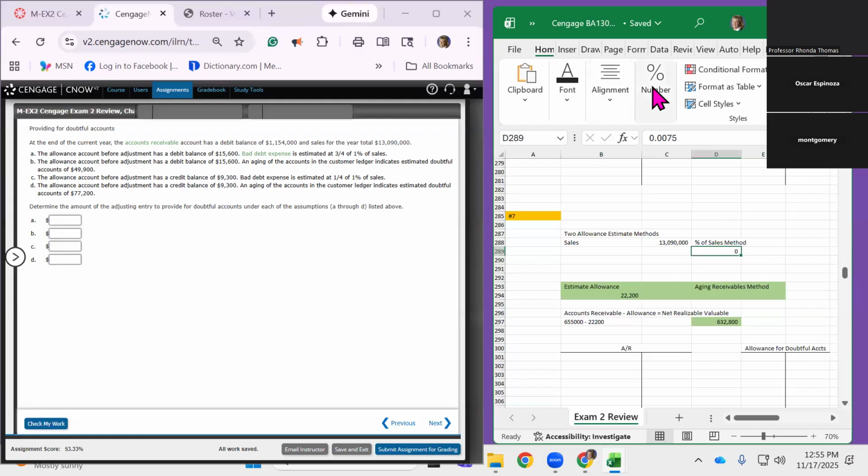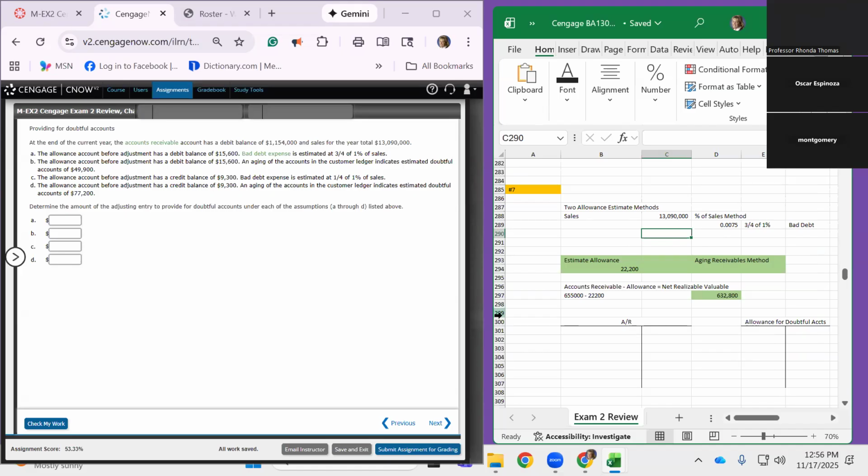Okay, so I'm going to show that as a percentage. There we go. This is 0.75%. So here's what they're saying. 0.75% is what they expect will be bad debt. Okay, so how much is that? Now this first one is the percent of sales method. Okay, so A is the percent of sales method.